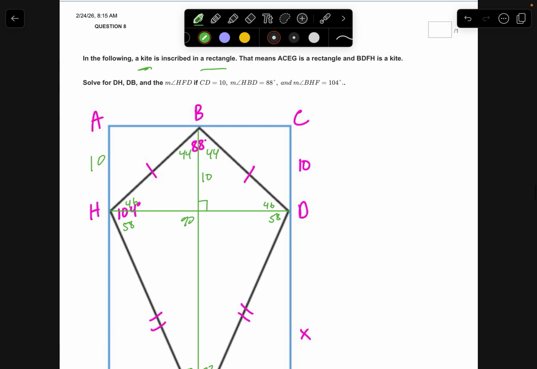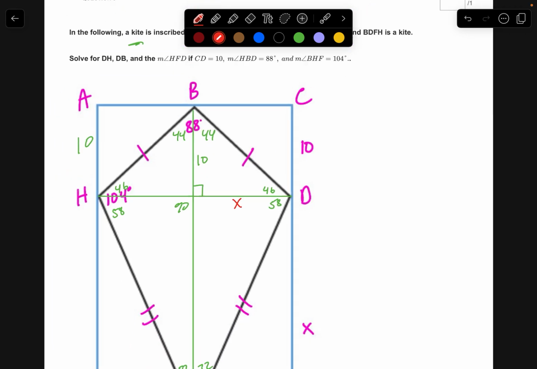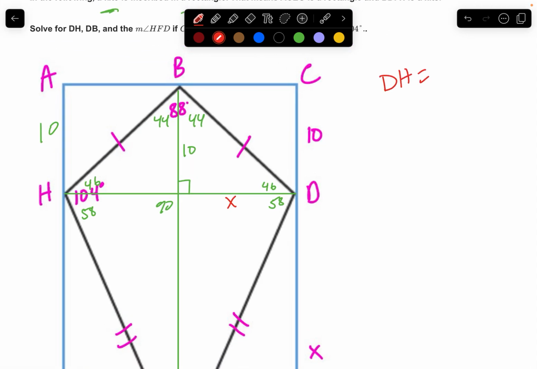So what are the things we want? I'm going to start labeling what we want. This is getting real messy. A lot of good questions on this. Man, whoever made this must be awesome. CD equals 10. So find DH. So DH is that whole thing. I'm going to call this X. DH equals 2X. I need to get X, though.